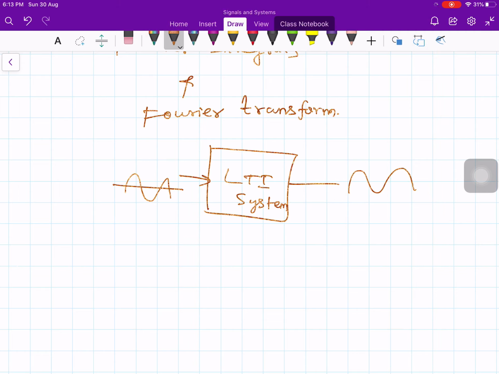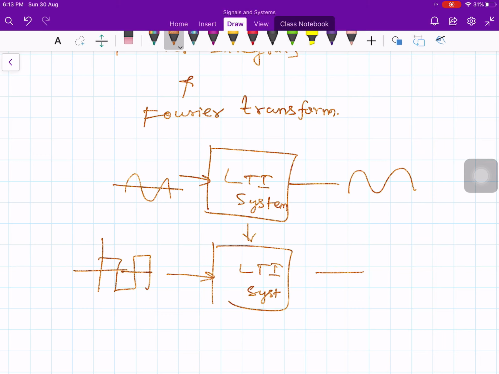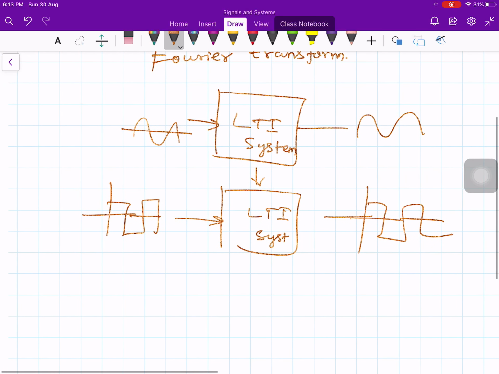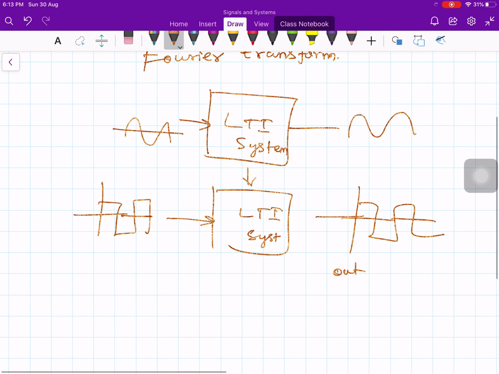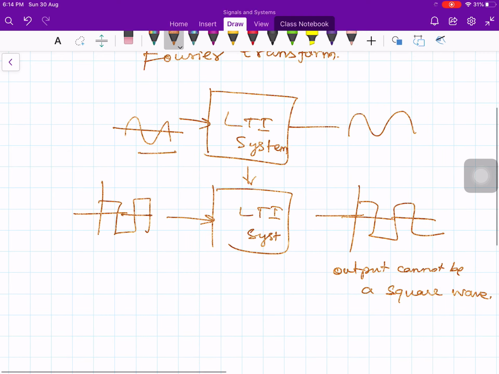In case you take the same LTI system and apply some non-sinusoidal input, let's say a square wave like this, then the output cannot be a square wave. It will be completely different. So only for sinusoidal inputs will the output be sinusoidal, and we have seen that also.